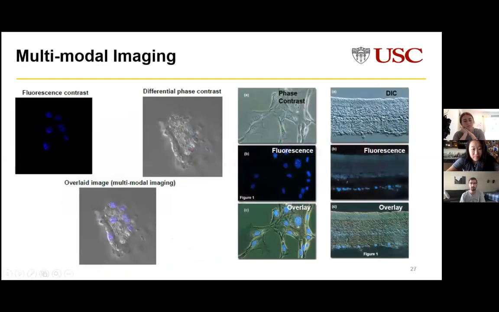Something that's really great and useful is that you can combine these different microscopy techniques to give yourself more information. Can you guys see my mouse? Yeah, so you can see that for this one, you've got phase contrast, you also have fluorescence microscopy, and you can do an overlay to see both of those things and provide yourself with more information.